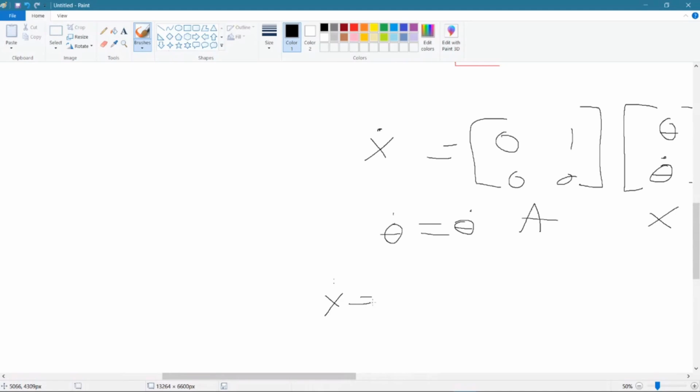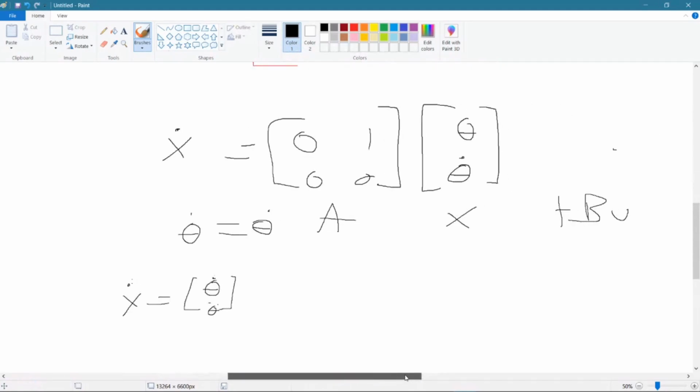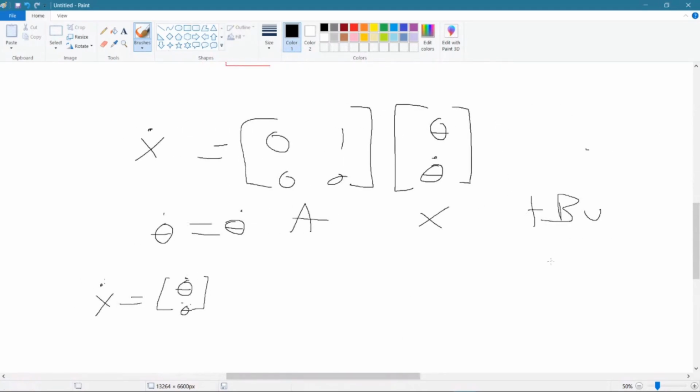So x dot, theta dot, and theta dot dot. Because x dot represents the change, the state change, right? Cool. So now the last one that we have is B.